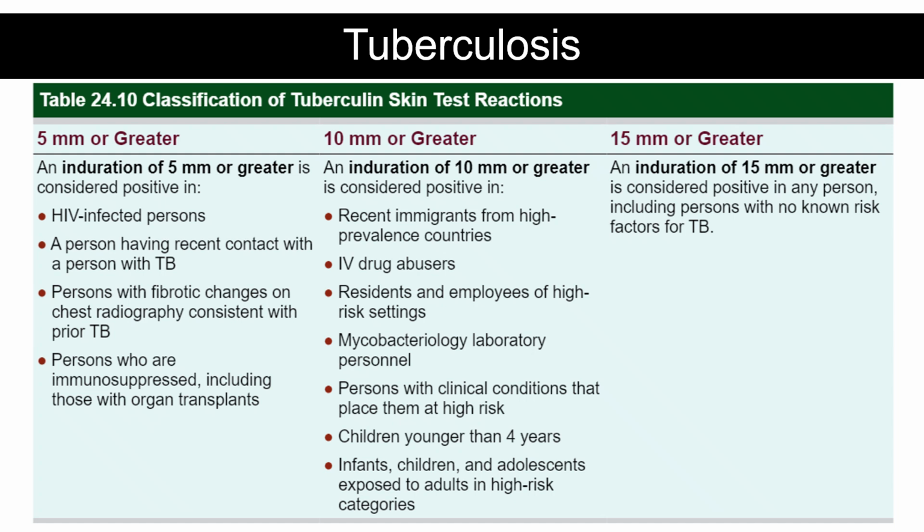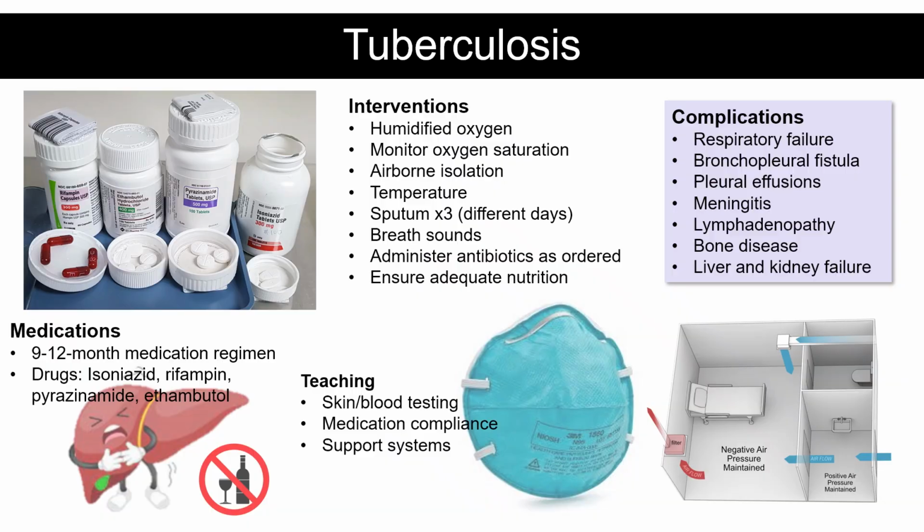So this table details and gives examples of certain patients where we would consider 5 millimeter in duration a positive result versus 10 versus 15. So 10 is in the center, 15 is for everybody. If you have a 15 millimeter duration, anybody with that would be considered positive. But these patients, for example, if you're HIV infected or if you're taking immunosuppressants like a transplant patient, then if you reach 5 millimeters, we're going to say that you are positive.